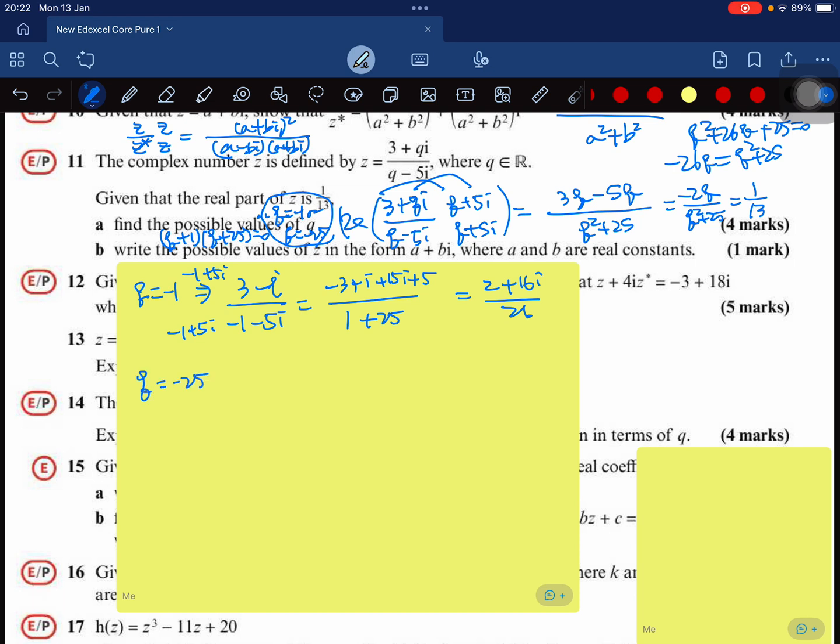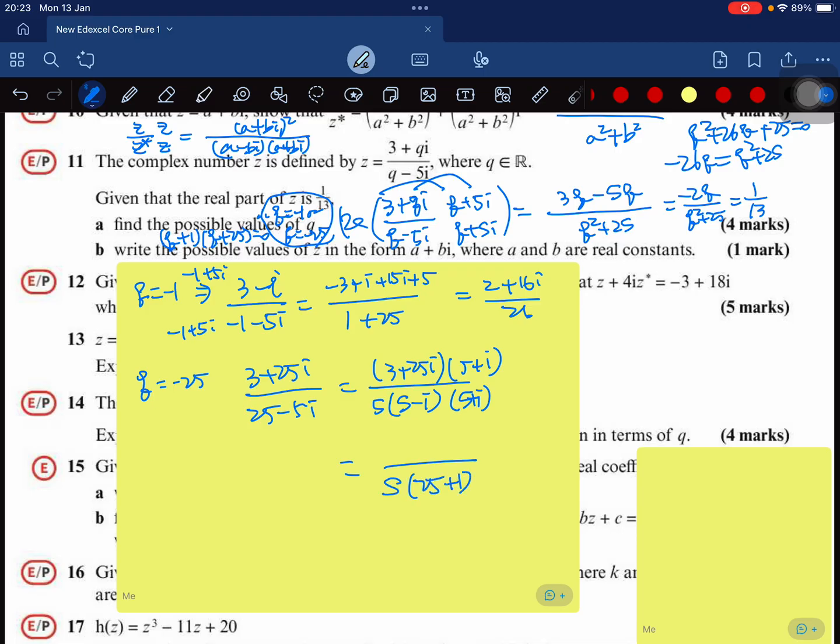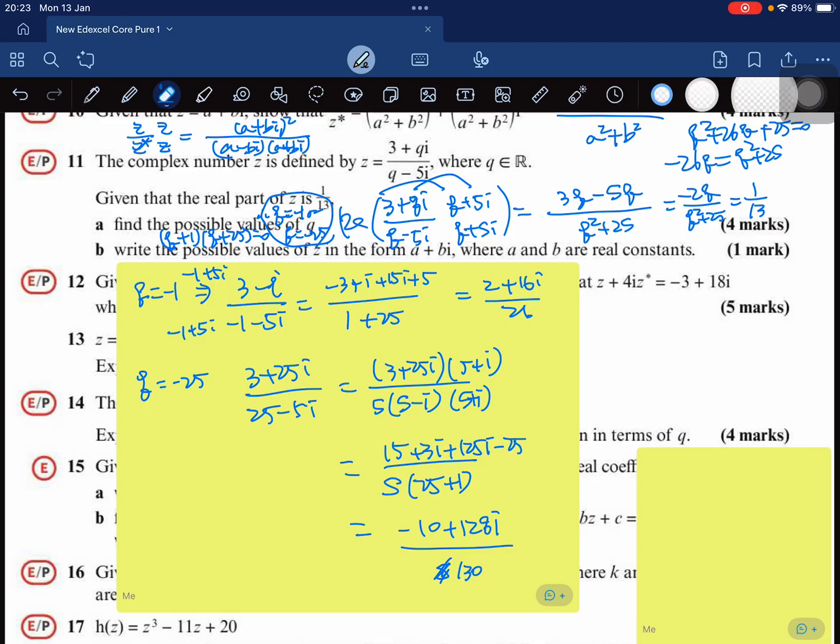So when q equals negative 25, (3 minus 25i) over (25 minus 5i). Just to make the calculation easier, this is 5 minus i, so I'll multiply by 5 plus i on both sides. 3 plus 25i, so 5 over 25 minus 1. So 15 plus 3i plus 125i minus 25. Negative 10 plus 128i, over 5 times 26, which is 130. Yeah, you can simplify further, but I will skip it.